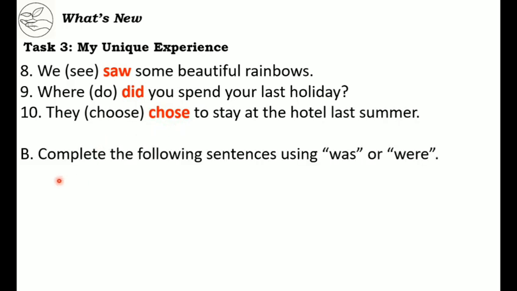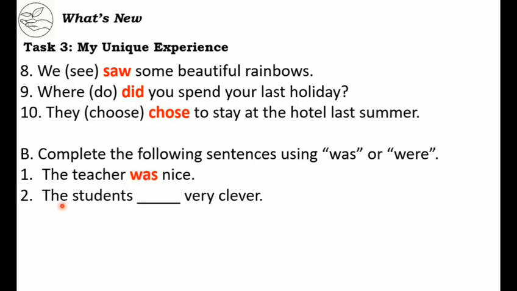Okay. Now, for letter B, complete the following sentences using was or were. Okay, number 1. The teacher blank nice. Remember, we are in the past tense, so we are going to use was. Number 2, the students blank very clever. By the way, here number 1, our subject here is only one, the teacher. Walang is dito sa dulo. So this is singular, we are going to use was. Pag dito ay merong s, teachers na siya, plural, so ang gagamitin dito ay were. Okay. Like this one, the students, plural ito, students, so our verb should be were.